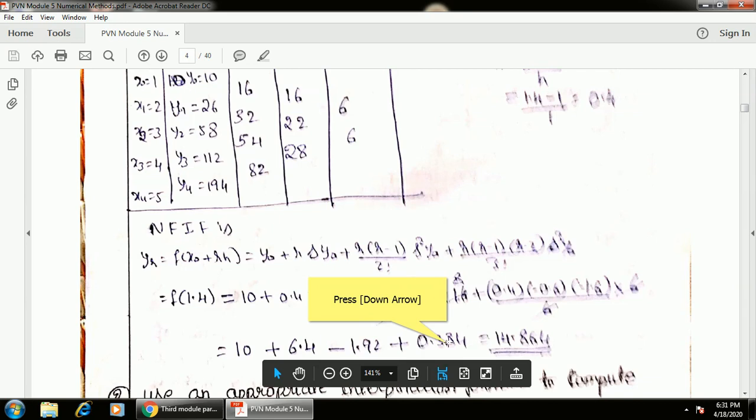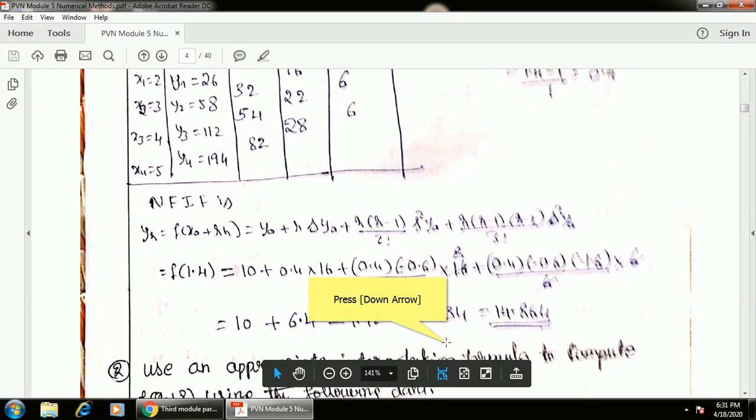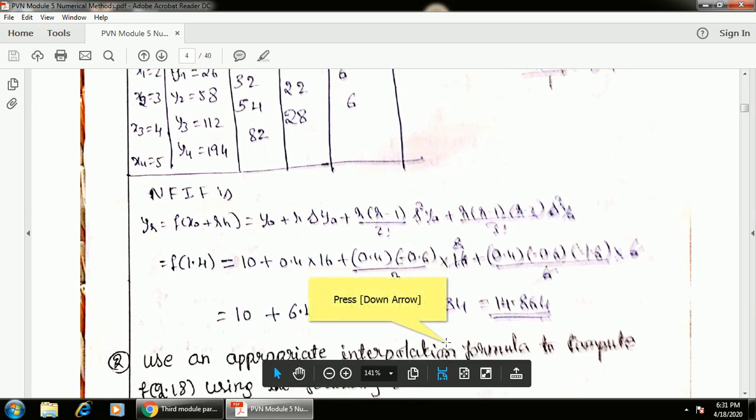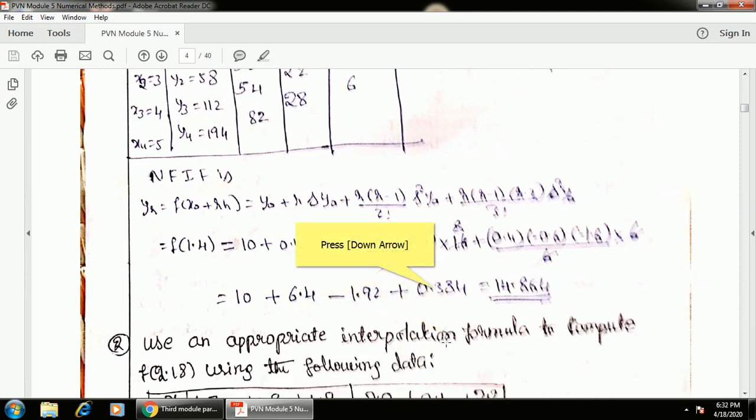You simplify the terms term by term. 10 you are writing as it is, 16 into 0.4 you are multiplying. First you are writing the sign, plus into minus is minus, and you are simplifying this term: 0.4 into 0.6 into 16 divided by 2, that is 1.92. Again 0.4 into minus 0.6 into minus 1.6 into 6 divided by 6 is 0.384. If I simplify this, 14.864, that is the value of the function at x is equal to 1.4.